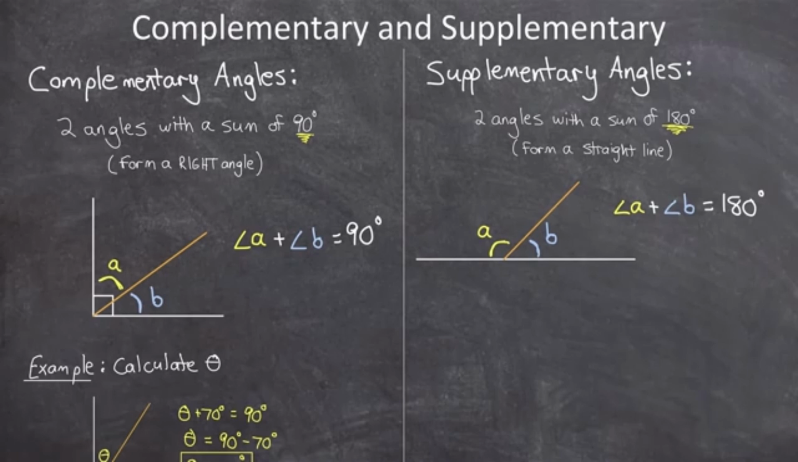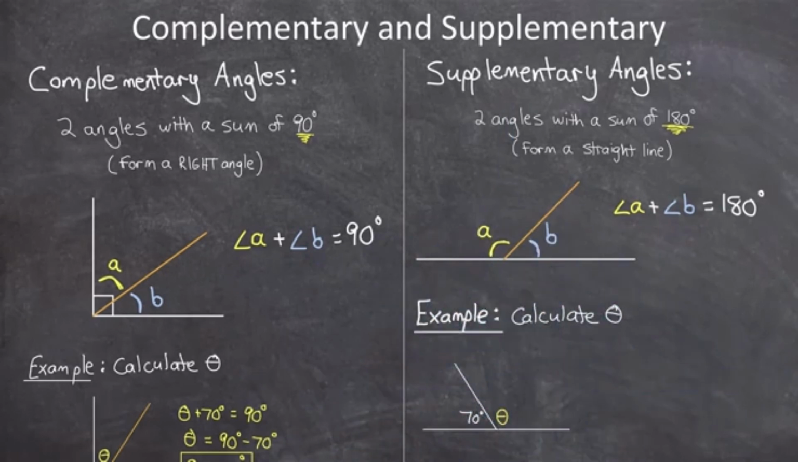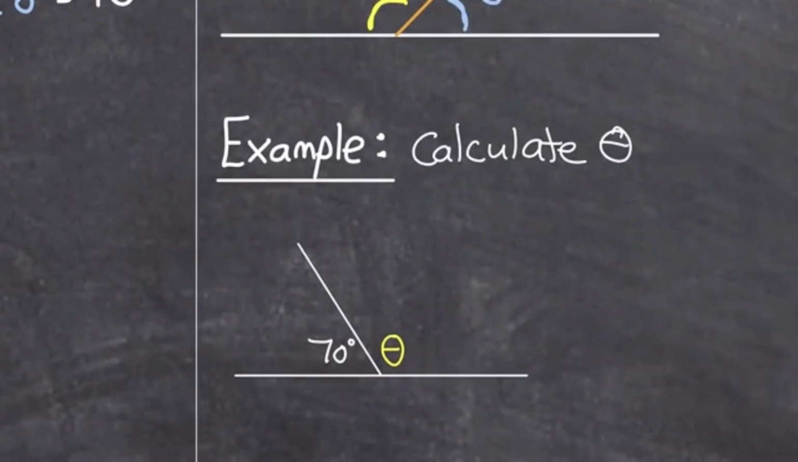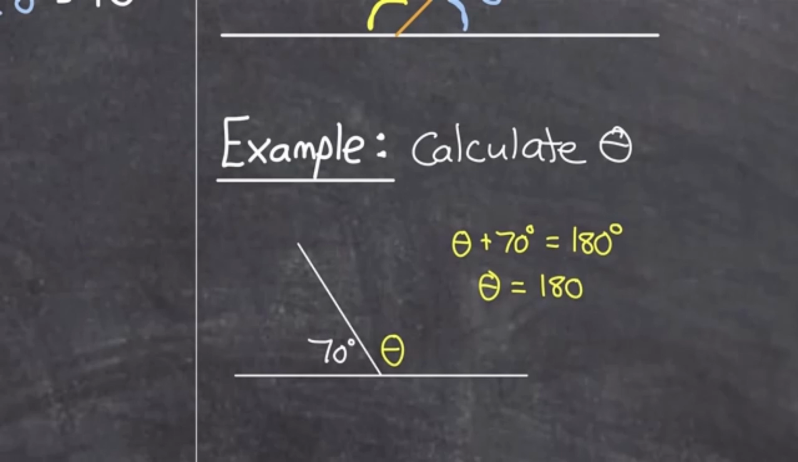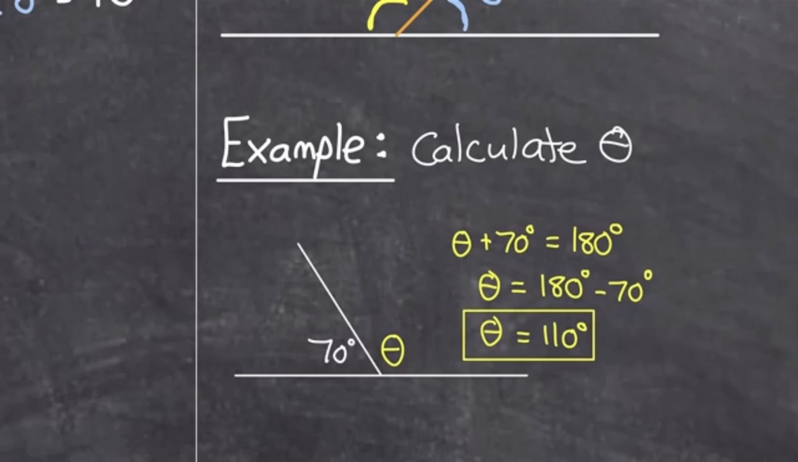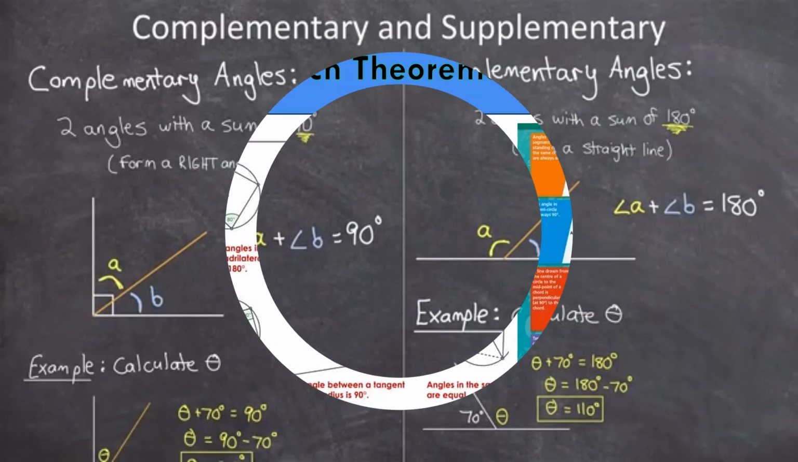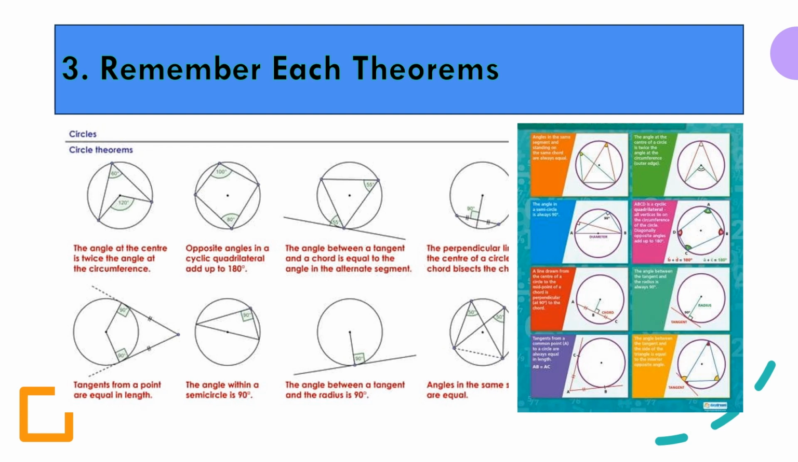And let's do a quick example with supplementary angles. In this example, we need to calculate angle theta again. So let me zoom in and notice that angle theta and 70 degrees combined together form a straight line, so they're supplementary. That means that angle theta plus that 70-degree angle would have to equal 180 degrees. So to calculate theta, just find the difference between 180 and 70, which means that angle theta would be 110 degrees. So I'll zoom out so you can see that whole section, and let's continue on. Number 3, remember each theorem.